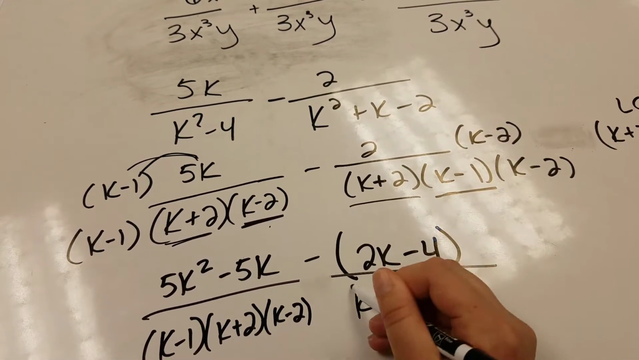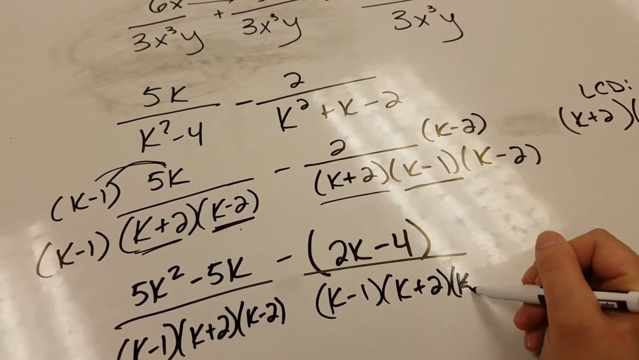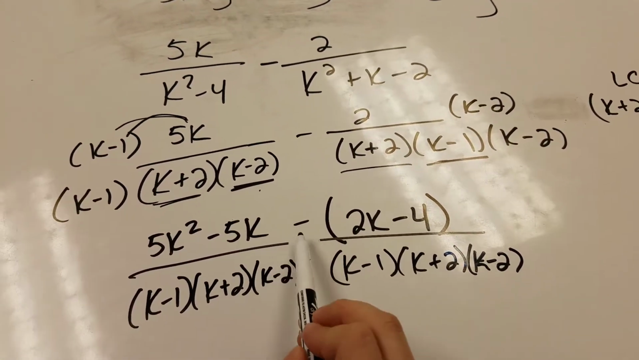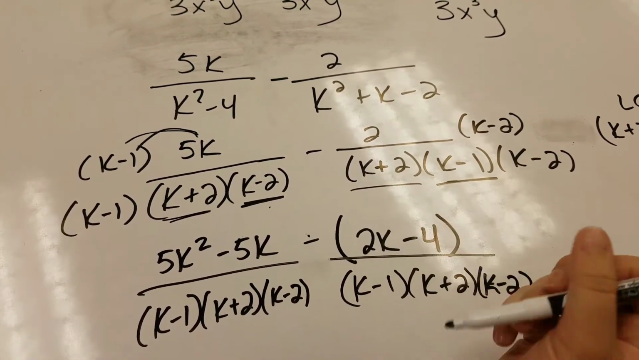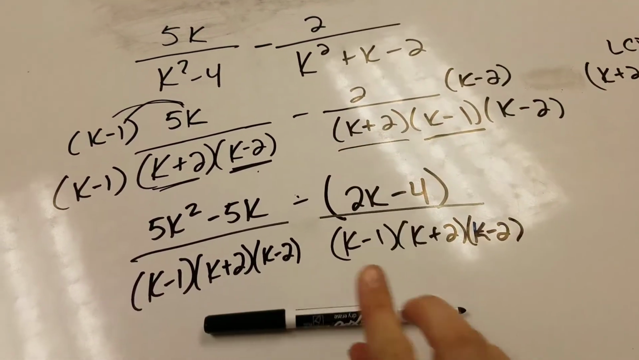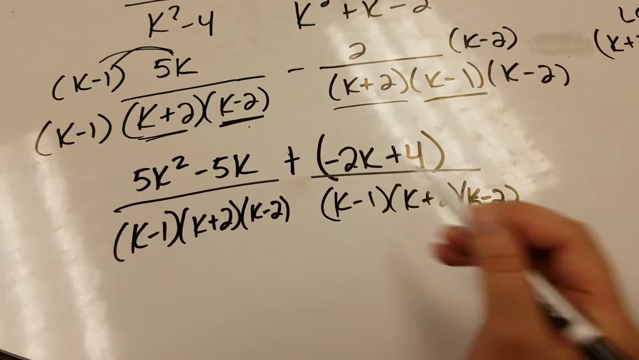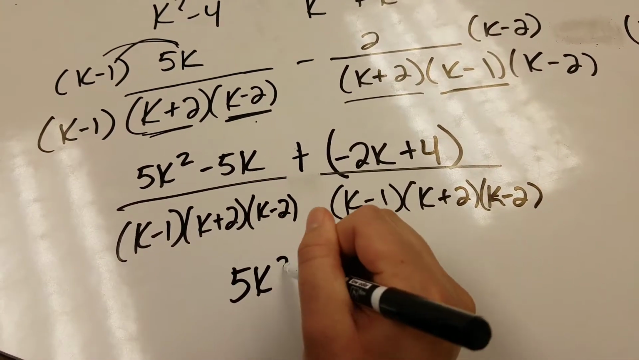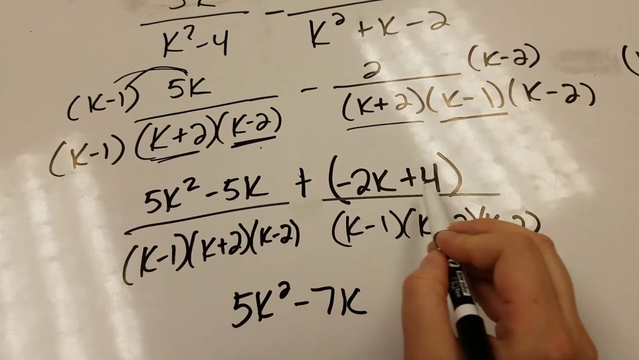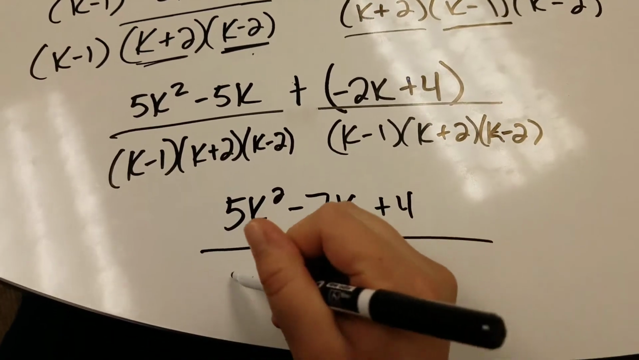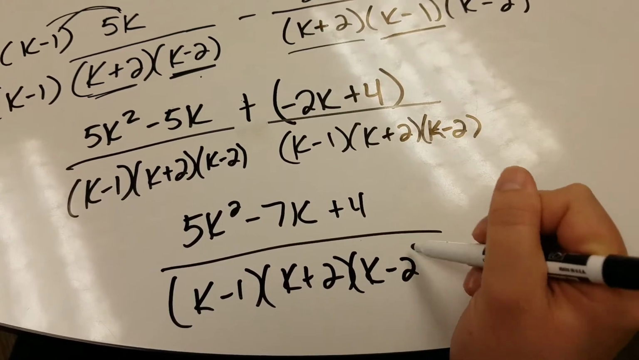It doesn't matter the order it was originally in, we're just going to make it match. And then we need to subtract. The big thing about subtraction is that you need to subtract both terms. The way I like to do it is change it to a plus and then switch both the signs after. Now I can just combine like terms. I don't have anything with the 5k squared. Negative 5k and negative 2k make negative 7k, and there are no like terms with the 4. I'm going to rewrite my denominator because it's still in fractional form. That is my final answer.